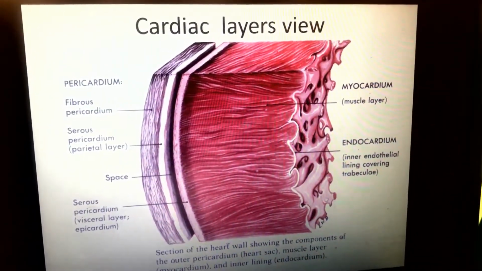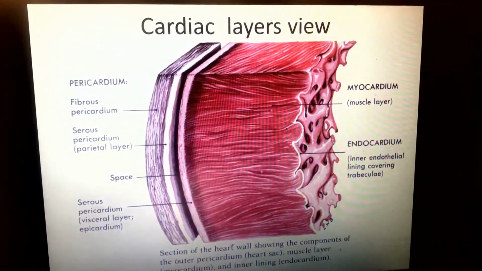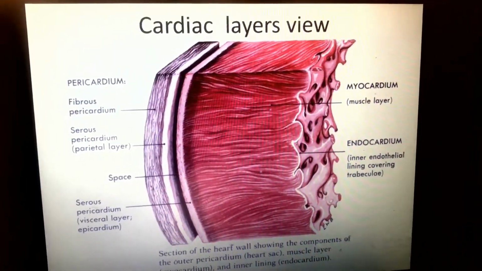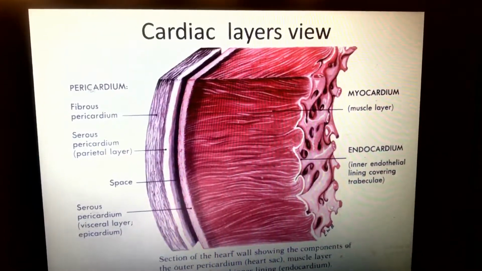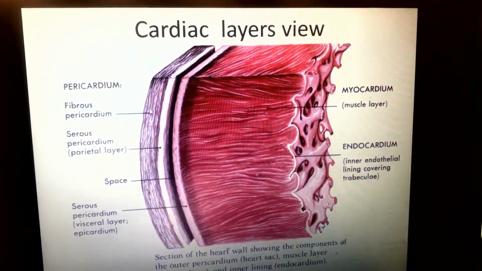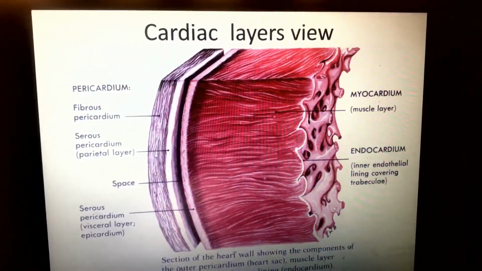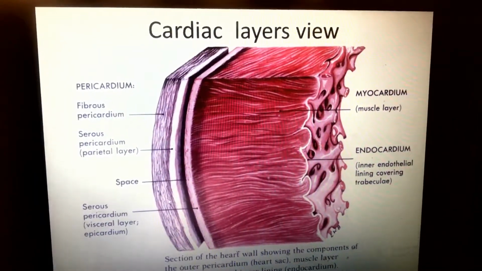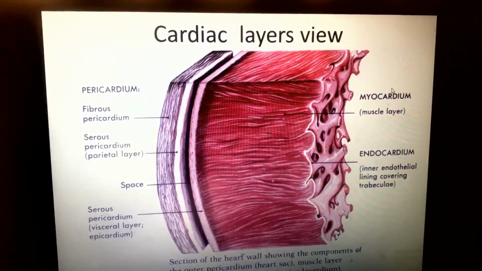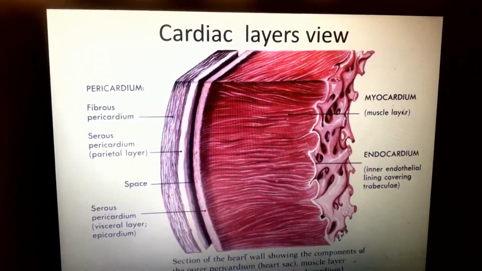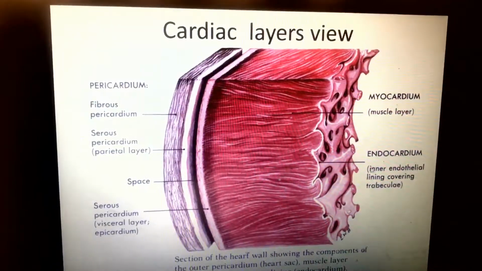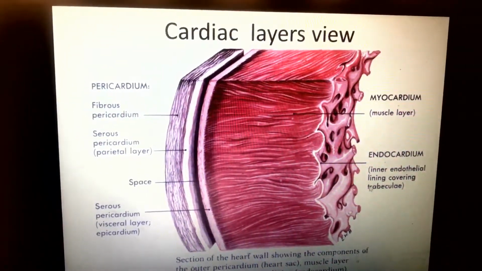To understand the pathologies of the heart, it is also very important to understand the cardiac layers. We have here the cardiac layer view. We have the pericardium. This is the first layer, and we have the myocardium. The myocardium is the second, a very thick muscle responsible for heart contraction. And you have the endocardium. This is the inner endothelial lining covering the trabeculae.